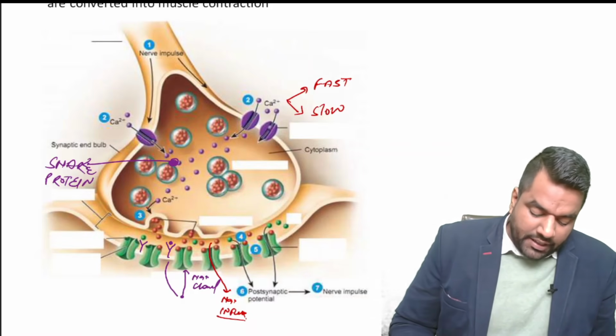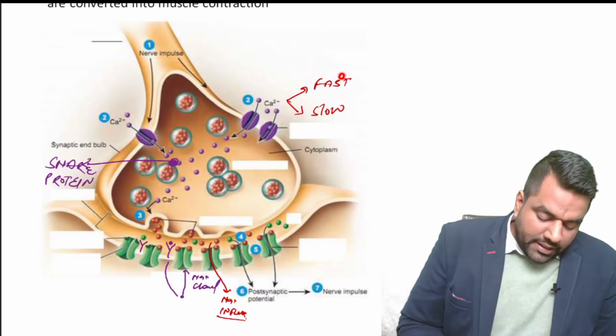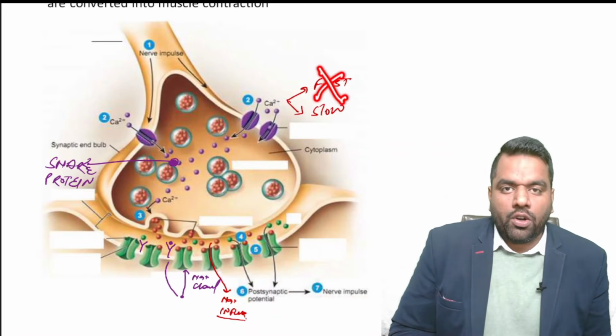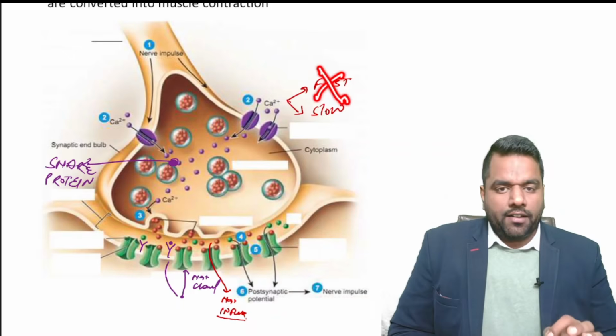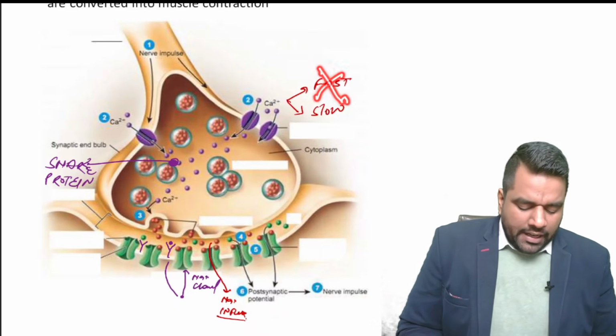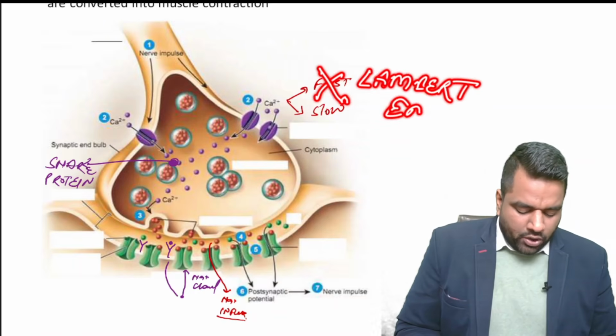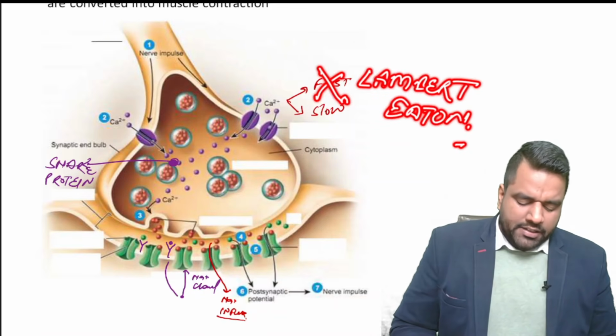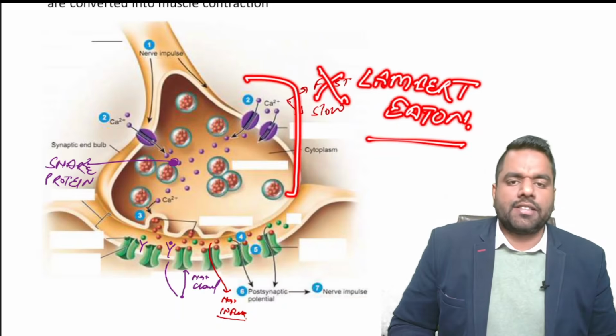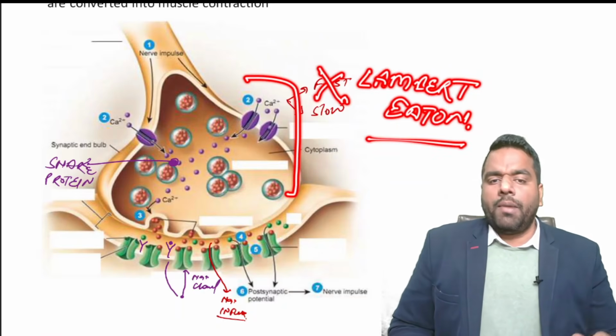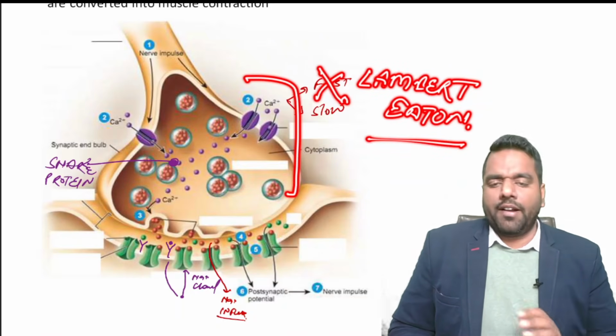The number one condition: if this fast calcium channel gets mutated or defective, guys, this condition we call Lambert-Eaton syndrome. What do we call this? Lambert-Eaton syndrome. And you can see this Lambert-Eaton syndrome is happening at this area. This is the presynaptic area. So Lambert-Eaton syndrome is a presynaptic condition.